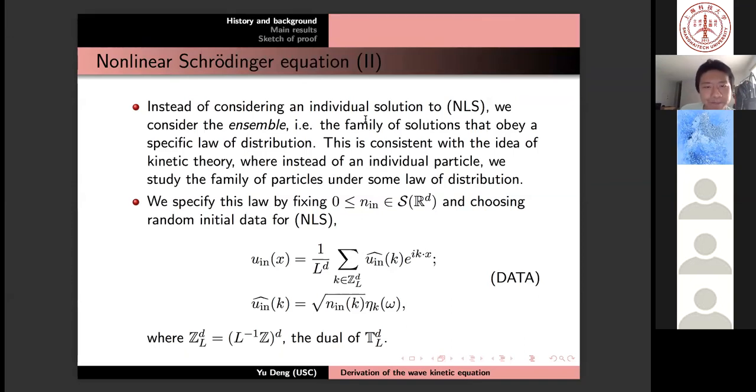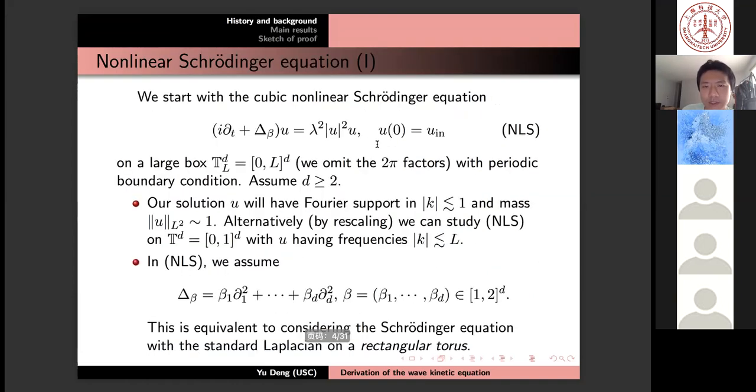Okay, so the model, in the setting here, instead of considering an individual equation, we're considering this so-called ensemble, namely a family of equations that obeys a specific law of distribution. If you compare with the case of kinetic theory, it's consistent with the idea of kinetic theory, where instead of individual particles, we're considering the interaction of many particles, and we're interested in the distribution in terms of the position and velocity of the particles. Here it's the same: instead of single individual solutions to this equation, we're considering the whole set of solutions as a large ensemble, and we're really interested in this law, and in the so-called average among these ensembles.